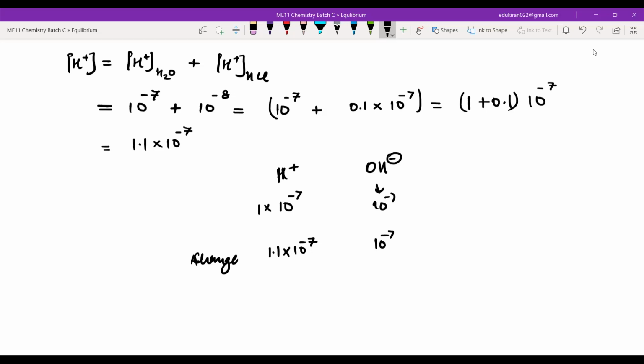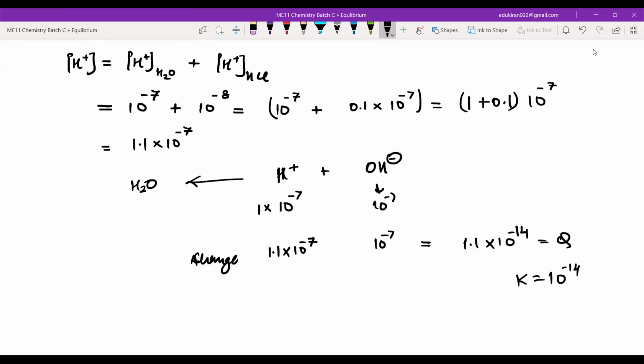Yeah. Now you can see that if I multiply these two, 1.1 into 10 to the power minus 7 and 10 to the power minus 7, this will be equal to 1.1 into 10 to the power minus 14. This is the Q. And we know K should be equal to 10 to the power minus 14. That means some of this OH negative and H plus ion will react with each other and form H2O.